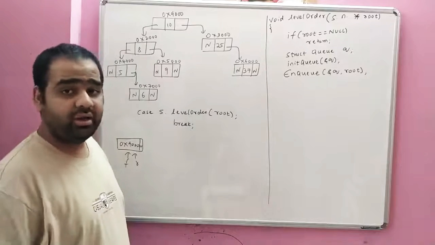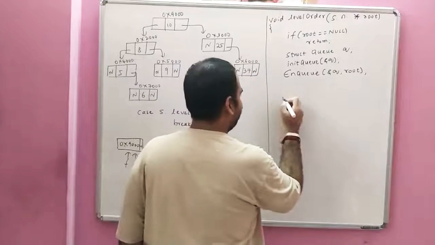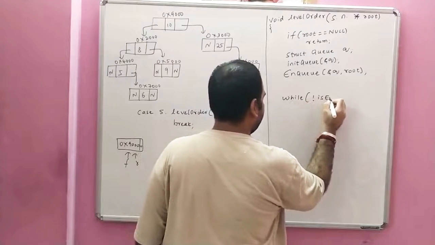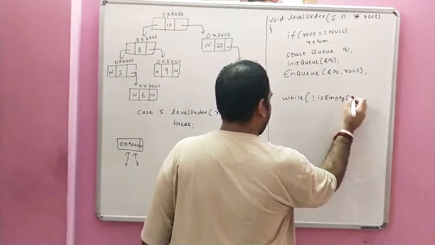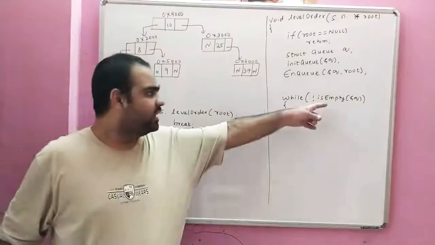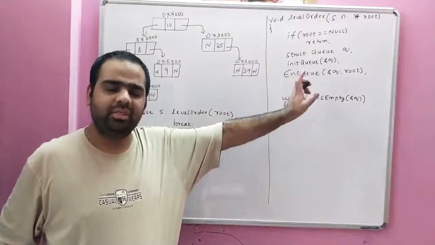Till the queue is not empty, I have to start the procedure. Therefore, I write over here while not is empty of queue. Now, I have not written the function is empty. You have to write it yourself. It's very simple. If queue arrow front is equal to null, that means the queue is empty.